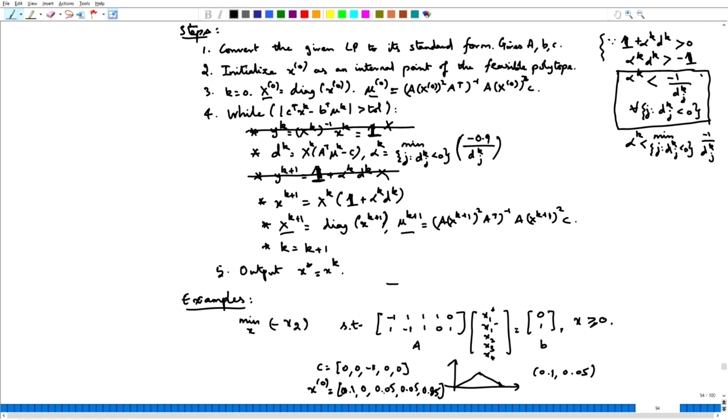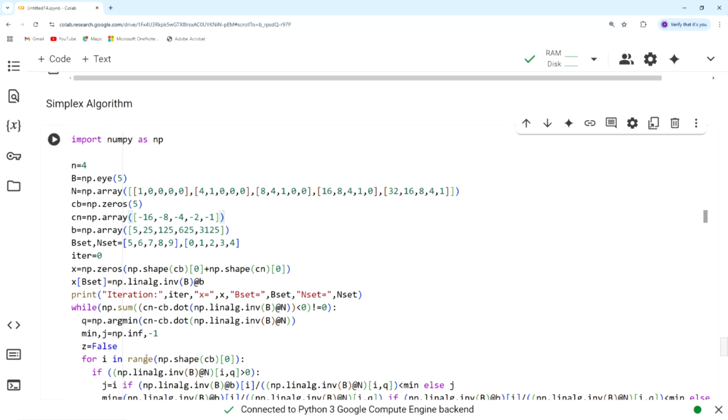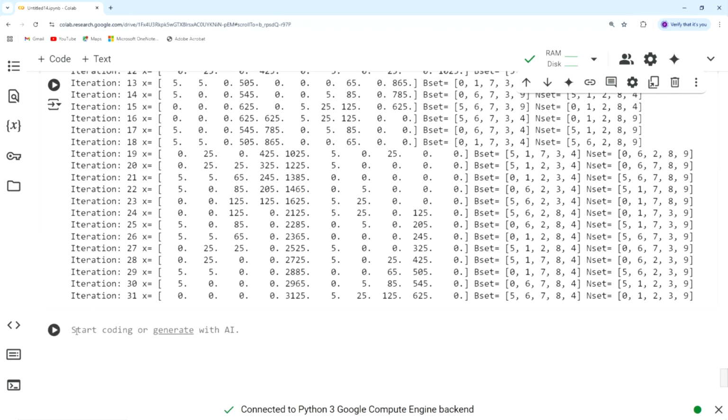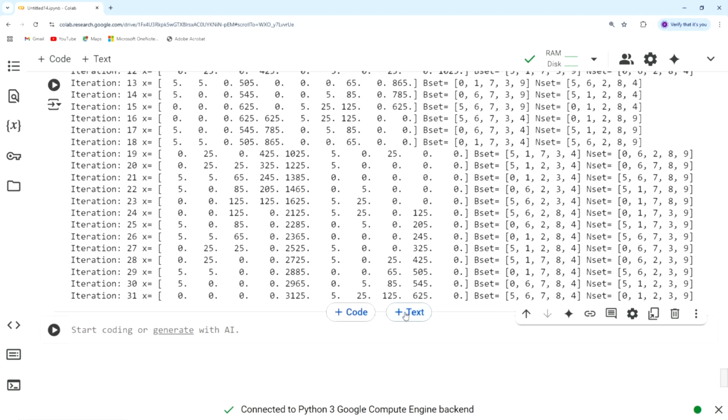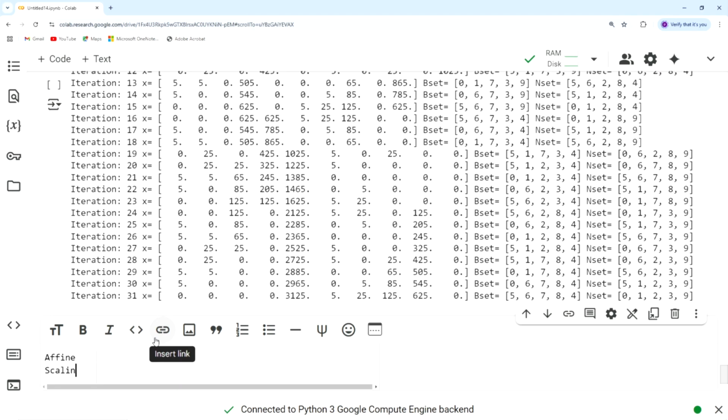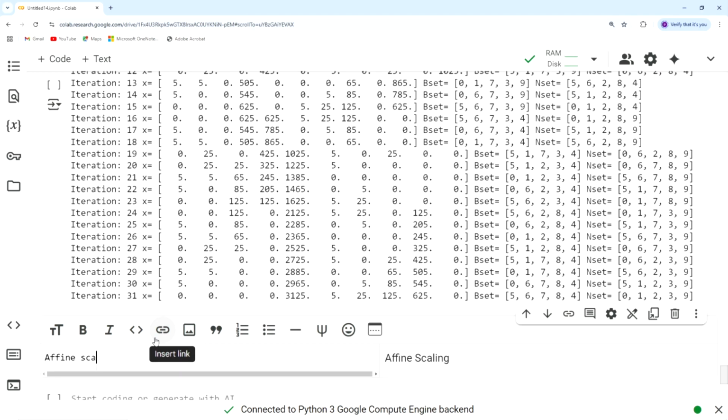So, 0.1 plus 0.05 plus 0.85 should be 1, okay. So, this is the x0 that we are going to give. With this I will actually write down the algorithm, okay, in Python. So, this is affine scaling, an affine scaling method.